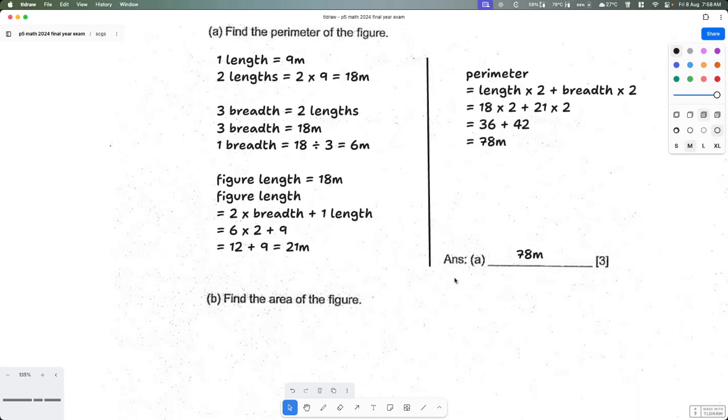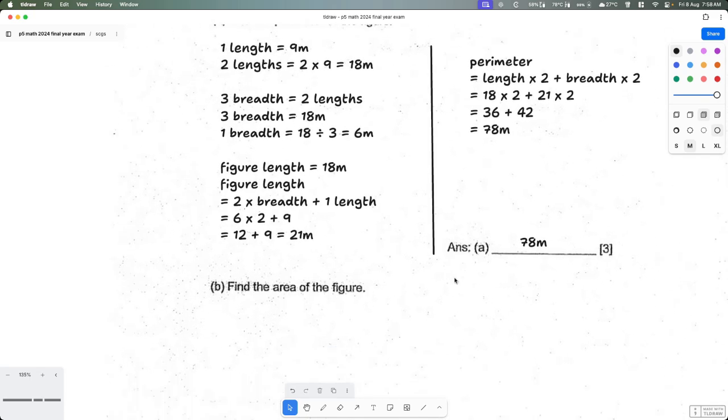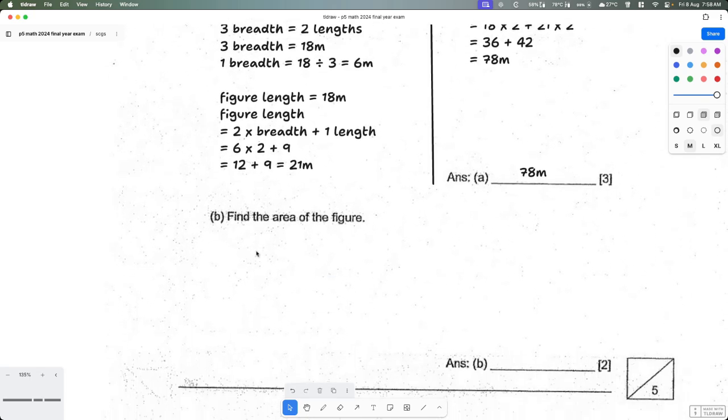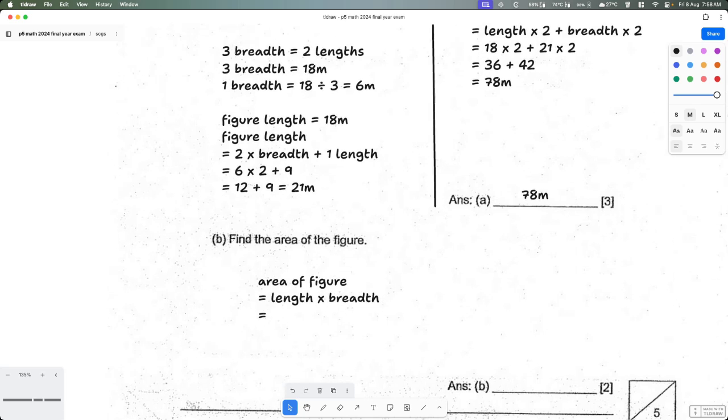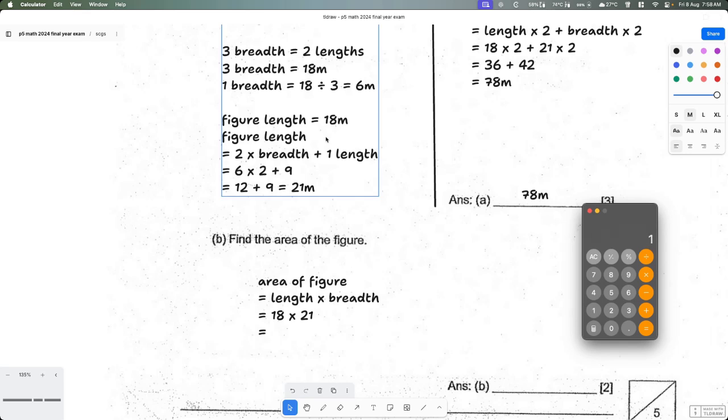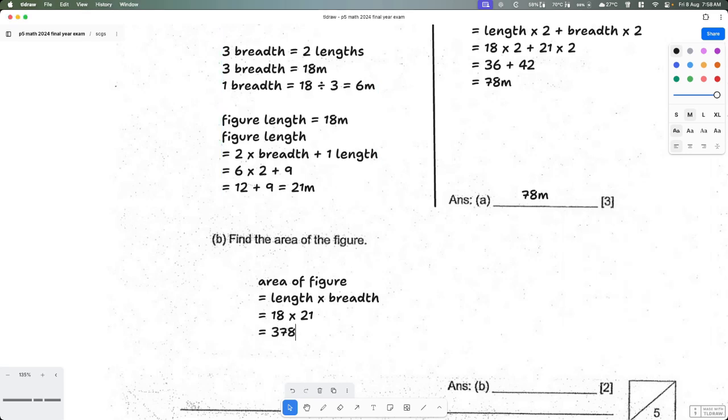Okay, let's go to part B. Find the area of the figure. Pretty straightforward. So area of figure is equal to length times breadth, which is equal to figure length 18, then breadth is 21. 18 times 21, let's use the calculator. 378 meters square. There you go. So that's the answer, 378 meter square.